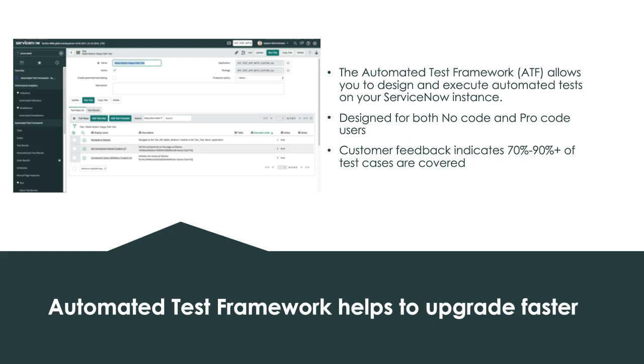So the goal of the automated test framework is to help you upgrade faster, so that you can convert your manual tests into automated ones and run them in an automated fashion. This framework is designed for both no-code and pro-code users. No-code users are the users who don't like scripting, right? They like drag and drop and just creating stuff. And pro-code is if you like scripting, so you can also write a script and create a test using that. We have a step where you can write a Jasmine script and run a test using that.